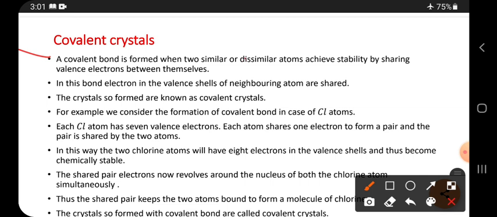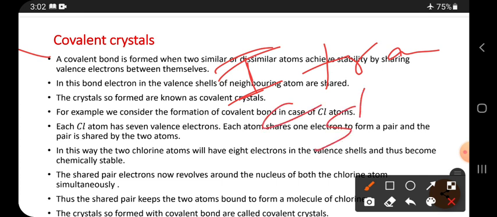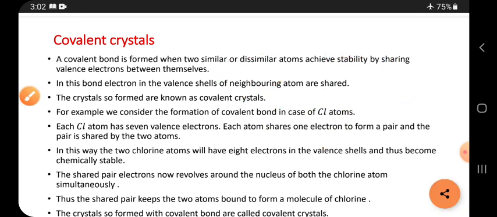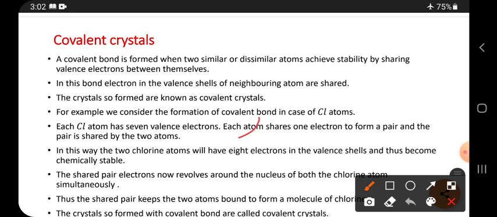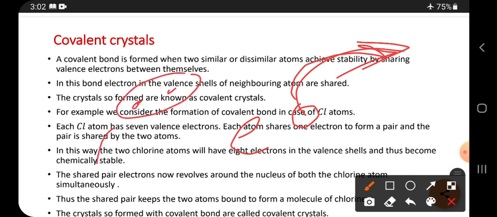In an ionic bond, transfer of electrons takes place. In a covalent bond, sharing of electrons takes place. So that means in a covalent bond, electrons are shared, but in an ionic bond, an electron is transferred from one atom to another atom. Here, one pair means two electrons will be shared between two different atoms or the same atoms.